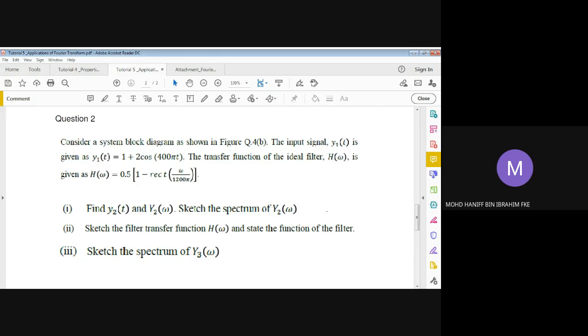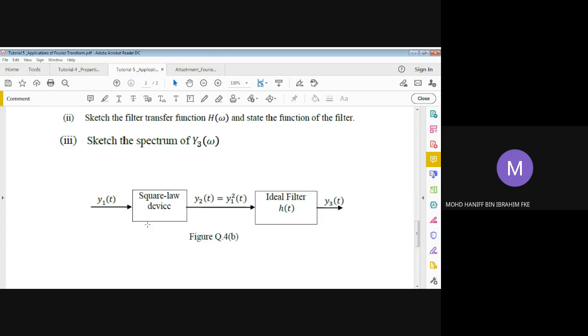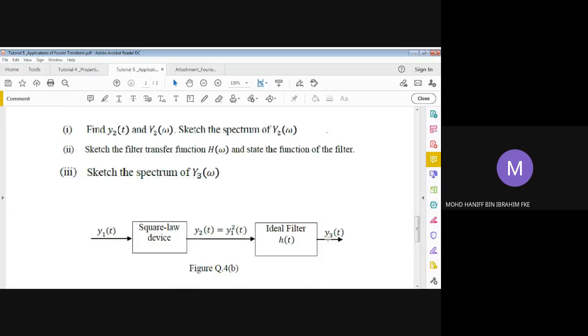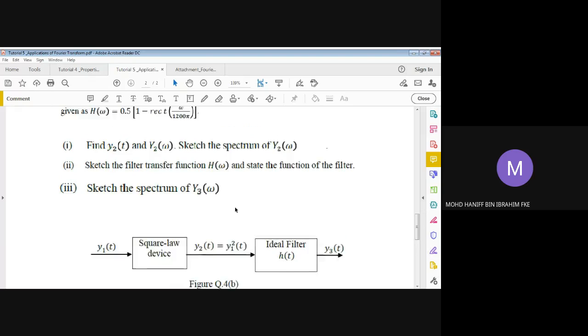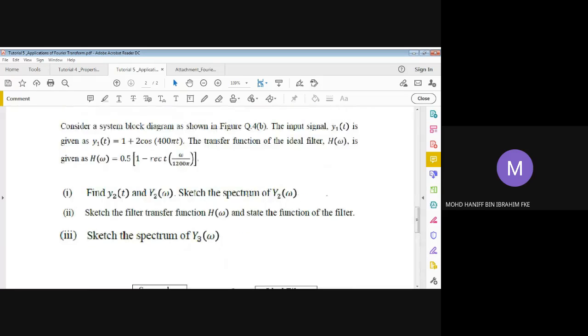Okay, it is based on this block diagram. We are given the y(t). The output of this square law device is y2(t), which is the square of y1(t). And we have an ideal filter that produces y3(t). It's given that y1(t) is 1 plus 2 cos 400 pi t. So what you have to do is just square this. You have to square y1(t) to get y2(t) based on this equation. Then you are given the filter transfer function, which is H(omega), and the rest will follow based on the questions. So can you do this on your own, or do you want me to solve this for you?